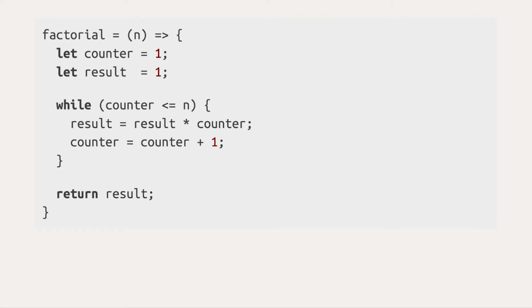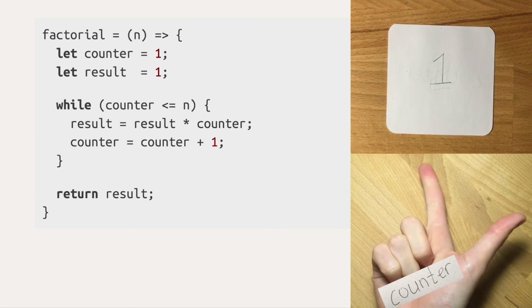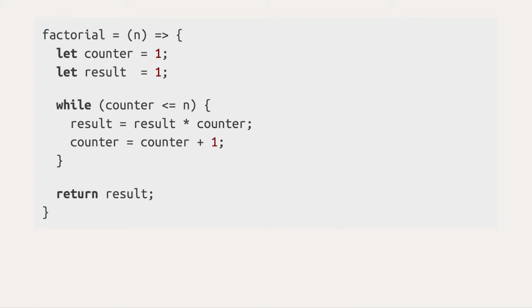At some point, this condition, counter is less than or equal to n, will become false, so the loop will no longer be repeating, and the program will continue to the next thing, return result. By then, the result will be the answer, because during those repetitions in the loop, the result was being multiplied by 1, then by 2, then 3, etc. until n, whatever that is.